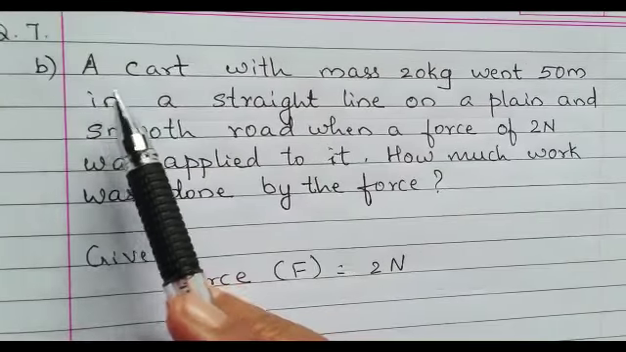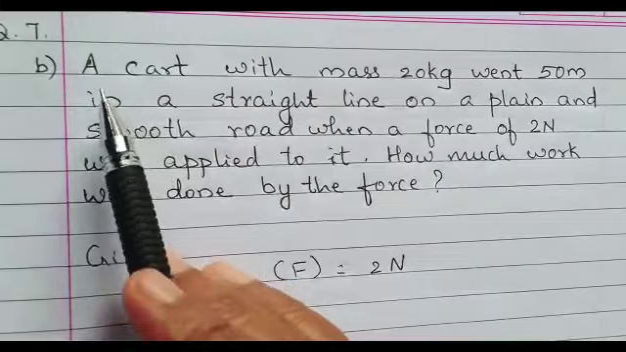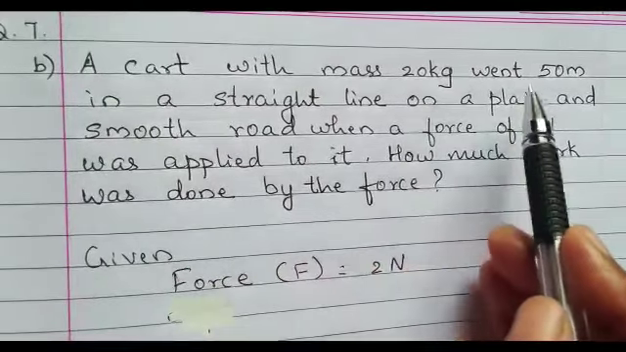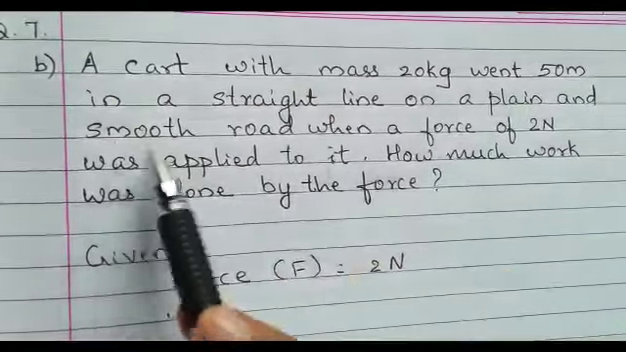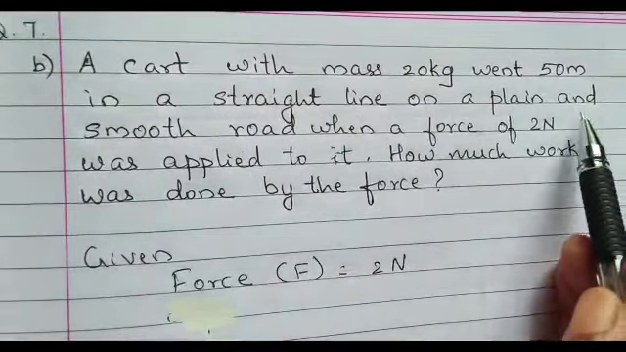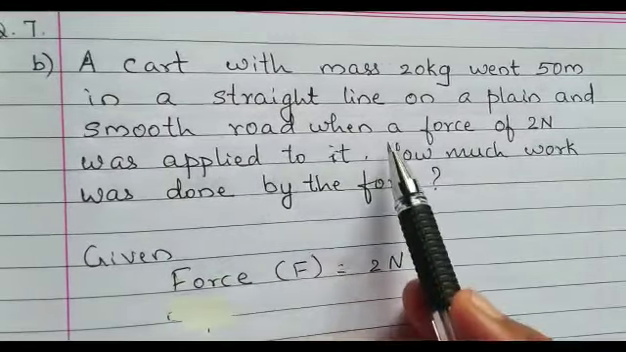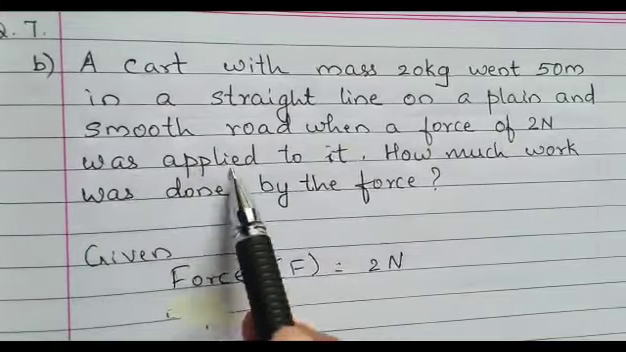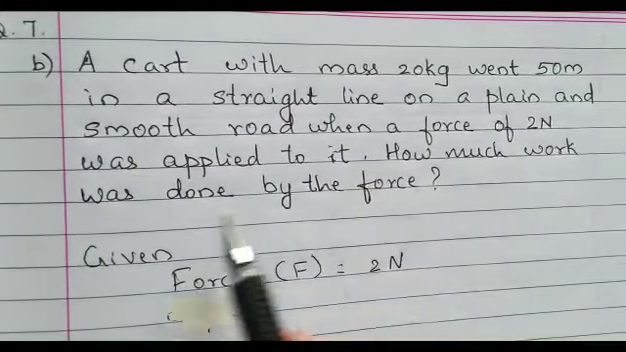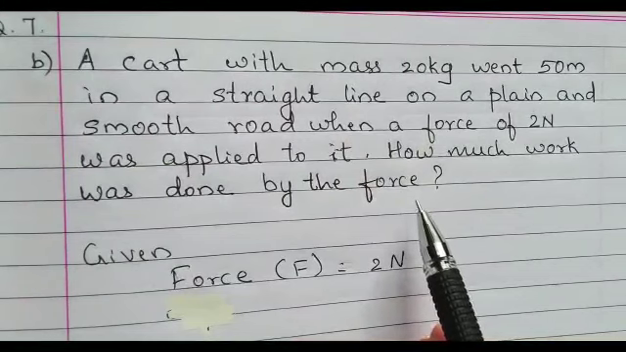Now let's see question number 7, the second part. A cart with a mass of 20 kg went 50 meters in a straight line on a plain and smooth road when a force of 2 Newton was applied to it. How much work was done by the force?